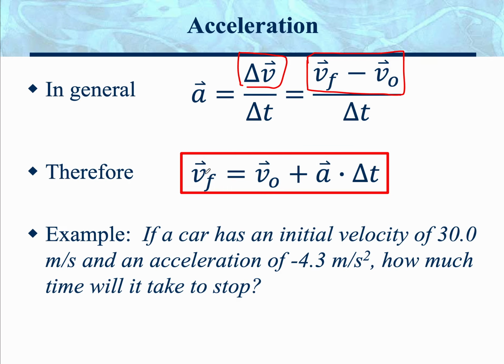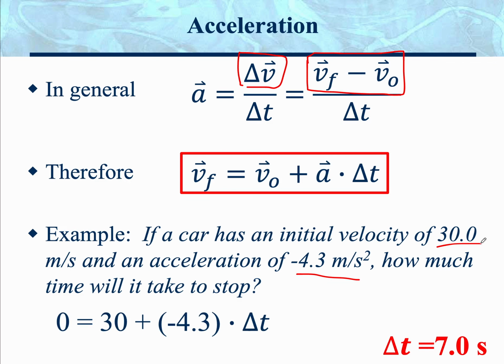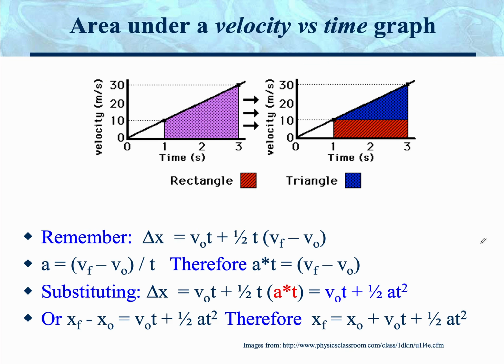So, real quick plug and chug here, with not-as-nice numbers. If the acceleration is negative 4.3 meters per second squared, how long will it take this car, which starts out with this initial velocity, to stop? If you just plug it in and solve it, you'll discover it's just about 7 seconds.